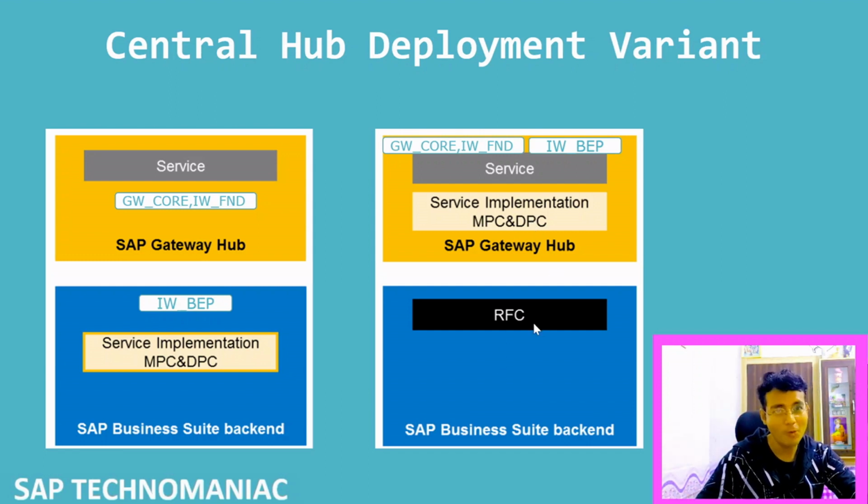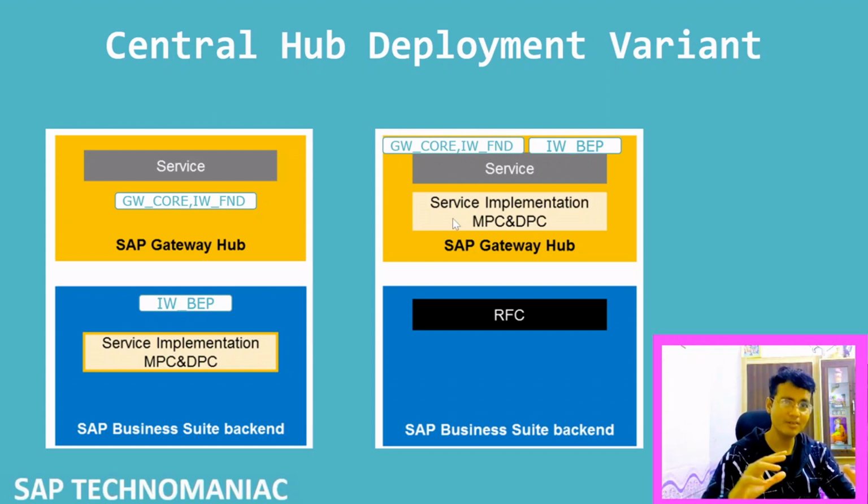Again, we can't call the classes from here to here. We have to develop our classes here itself. So there are something called MPC and DPC classes. You can see service implementations. When we do the development, we are using the model provider class and data provider class. We are going to discuss this inside the SEGW T code.